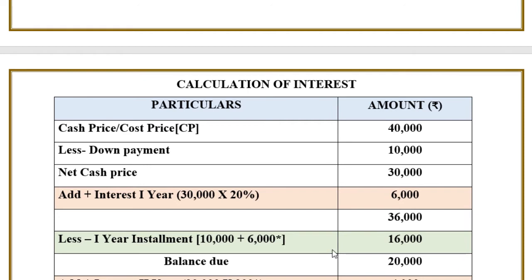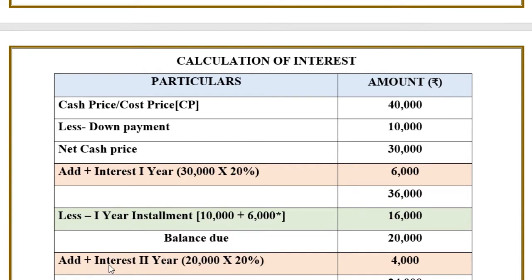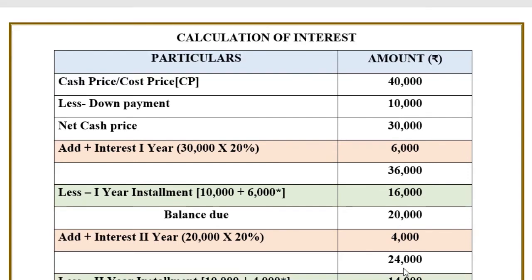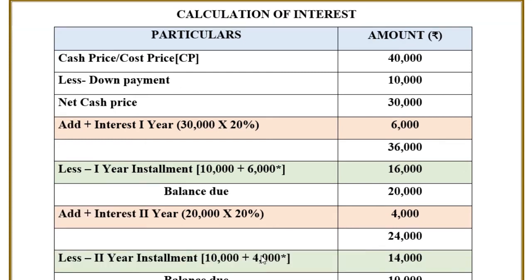In 2 years, it means 2 installments remain. Therefore you add the second year interest now. Add interest for the second year, that is 20,000 into 20%. So 20,000 at 20%, just calculate, you will get 4,000 rupees. Then 20,000 plus 4,000, the total amount is 24,000 rupees. Then you deduct the second year installment. So the same steps: first add interest, deduct the installment, add interest, deduct the installment.